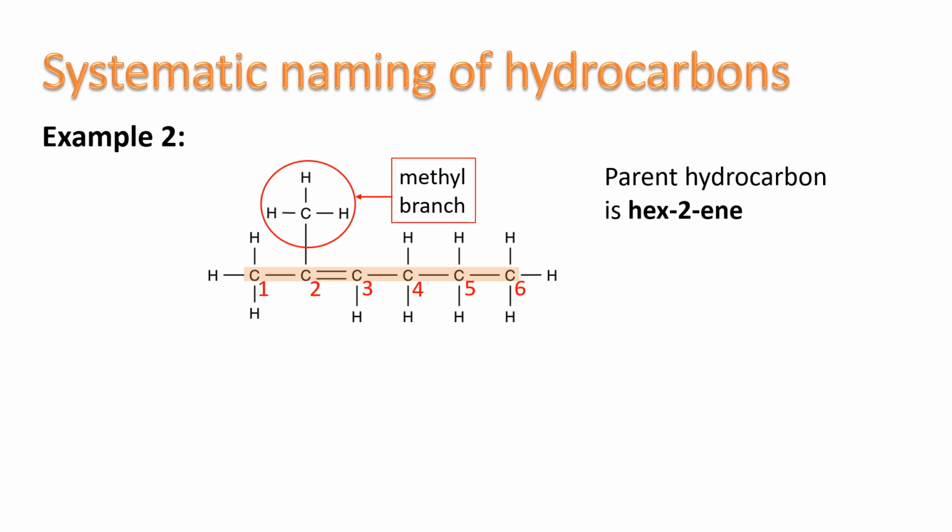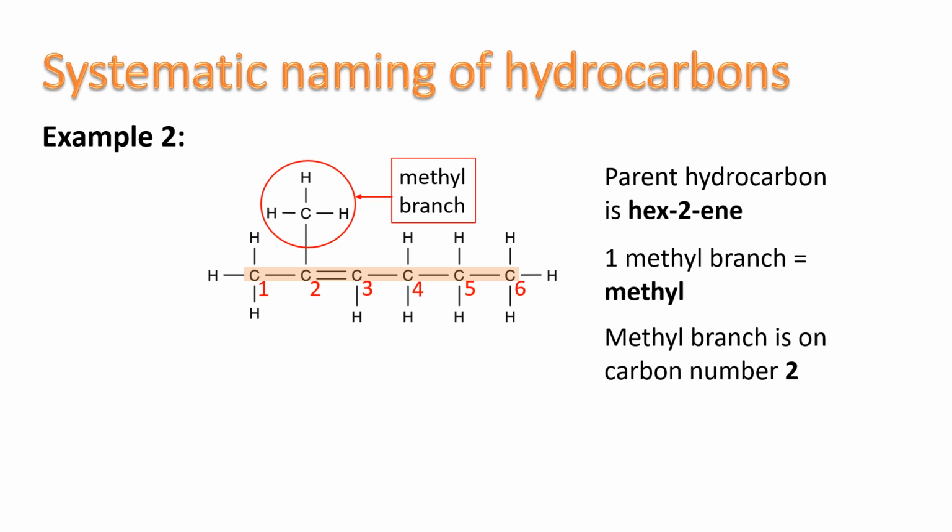1, 2, 3, 4, 5, 6. Now there is only 1 methyl branch, so that will just be called methyl. We don't need to use any prefixes. We can see that the methyl branch is attached to carbon number 2. And so we put this all together to give our name, which would be 2-methylhex-2-ene. And this tells us that there's a methyl branch on the second carbon of a hex-2-ene molecule. So again, if we just pause here and copy this down.